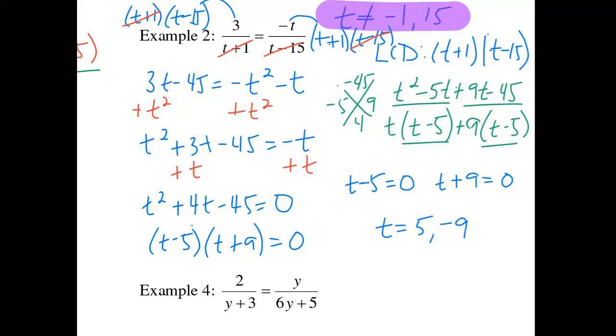Last thing I have to do, again, go back up to our excluded values, negative 1 and positive 15. In this case, neither of those are identical to 5 and negative 9, so I'm going to box this in because we actually have two solutions this time. 5 or negative 9 would make that original equation true.